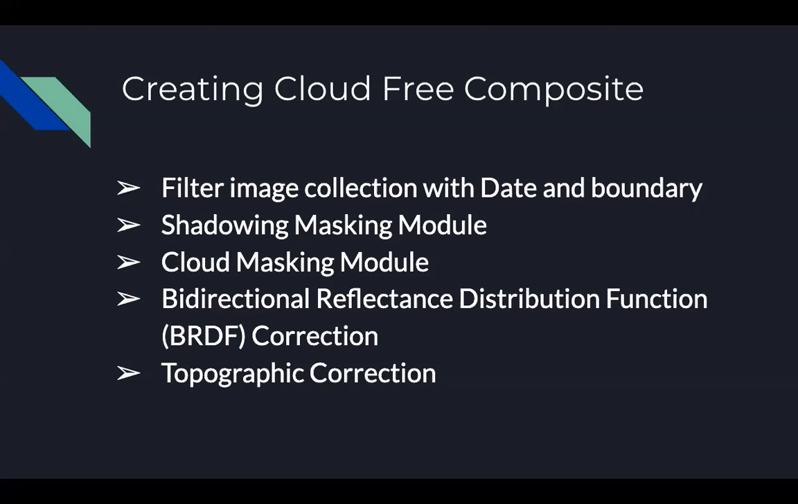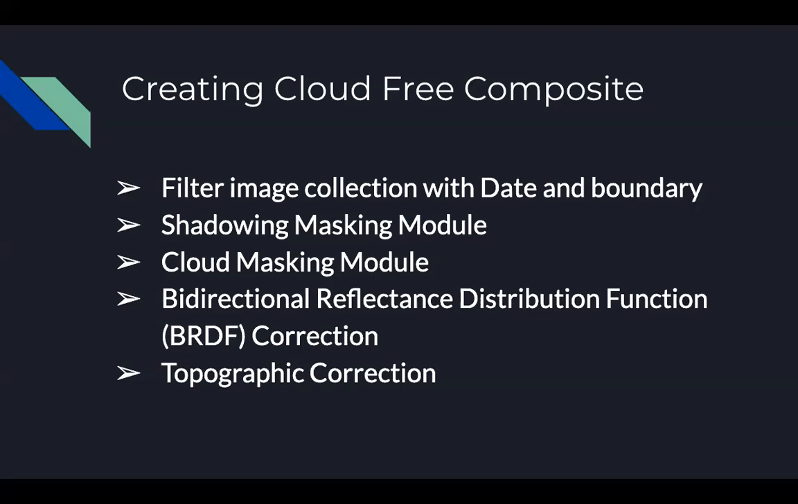First, we filter the image collection with date and region boundary in Google Earth Engine. And then after that, we perform the shadow masking module. And then we also create the cloud masking module. And then after finishing cloud masking, we perform bidirectional reflectance distribution function, BRDF, correction. And then we perform topographic correction.